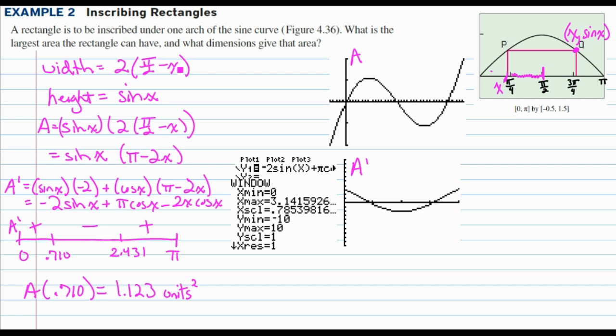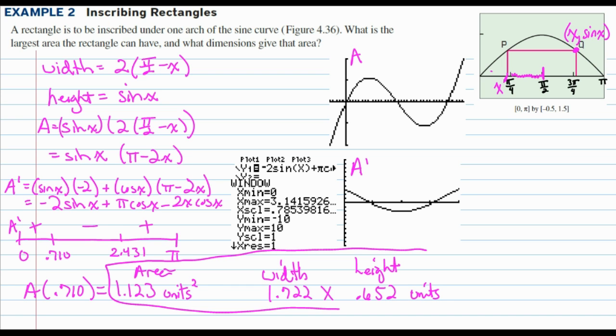Now to find the actual height and the width, I need to plug in the x value, 0.710, into the width and 0.710 into the height. And I get that the width is 1.722 units and the height is 0.652 units. So basically, in a nutshell, here are all of the answers.